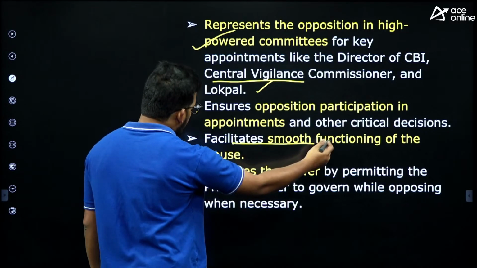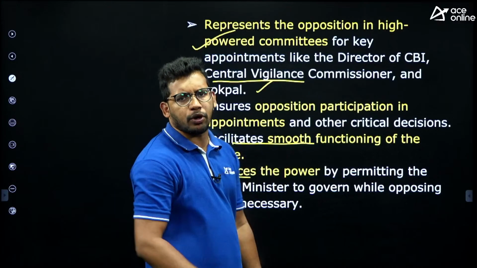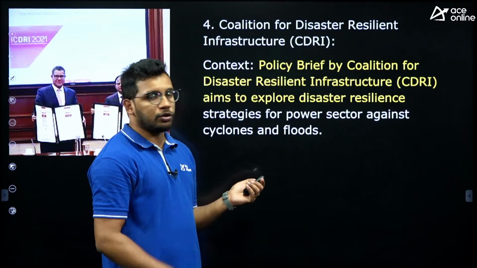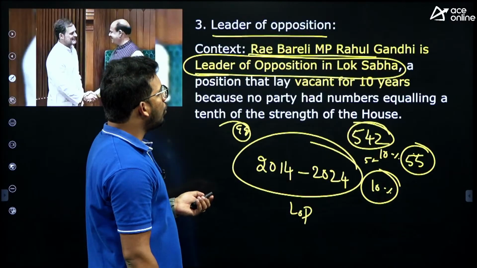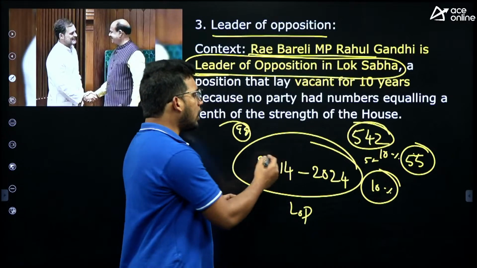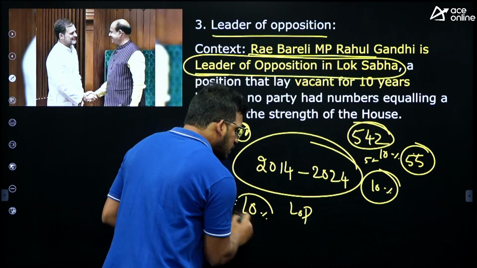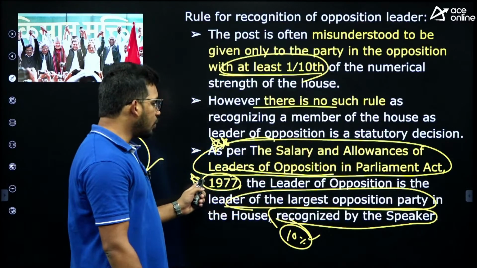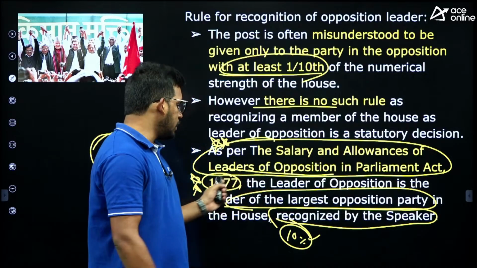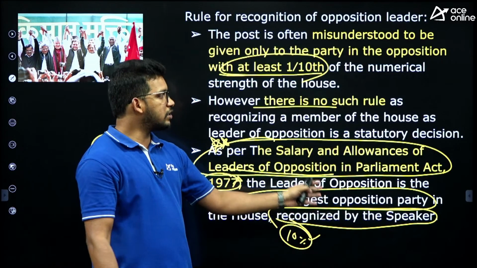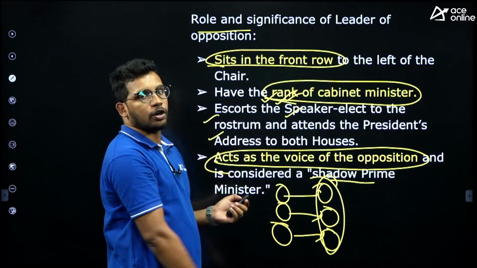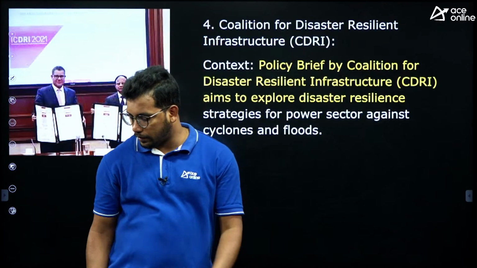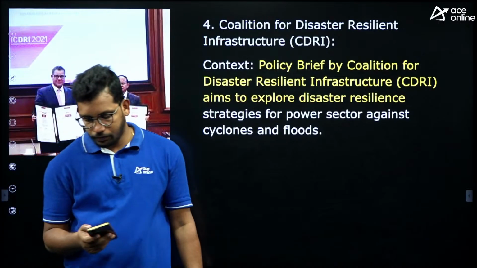So smooth functioning of the house and balance of power in the democracy, all these are the significance of the leader of opposition, right? So that is about the leader of opposition. Now you need to know what actually a leader of opposition is. What is this 10% rule? It is just a convention, right? And what does the Salary and Allowances of Leaders of Opposition in Parliament Act 1977 say? So that definition is also important. And you can remember the significance and role of the leader of opposition as well. Fine? Any doubts in this?